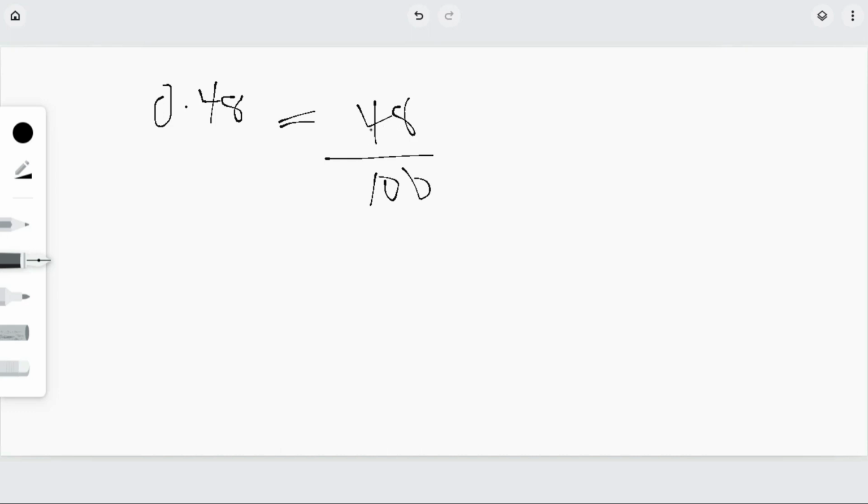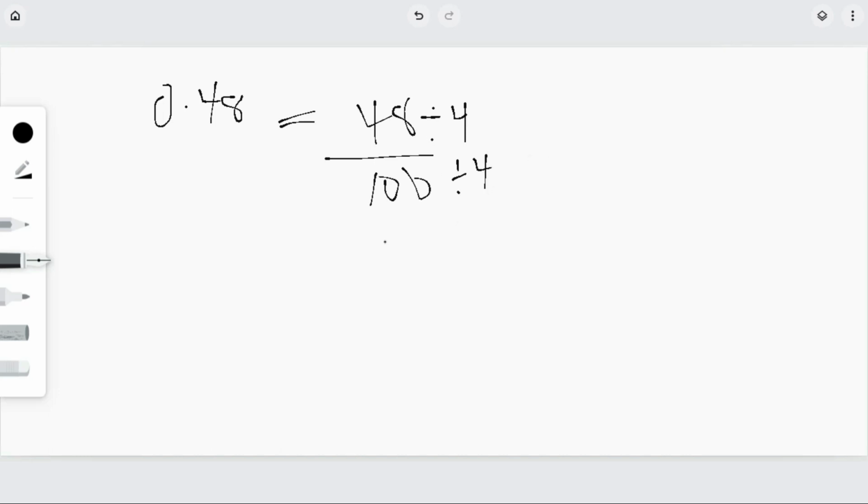So what number can go into 48 and 100 without remainder? 4 can go, and 5 cannot go into 48, but 4 can go into both sides. You understand? Don't worry how I got that one, you can easily test it. So 4 can go here and 4 can go here.